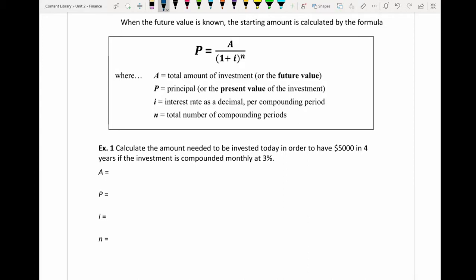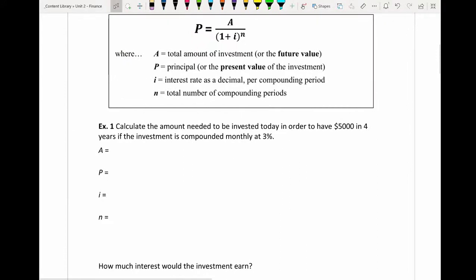A is the total amount of the investment or the future value. P is the principal or the present value of the investment. I is the interest rate as a decimal per compounding period. And N is the total number of compounding periods. So again, same meaning as before.